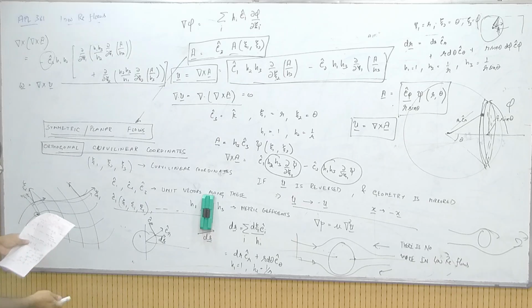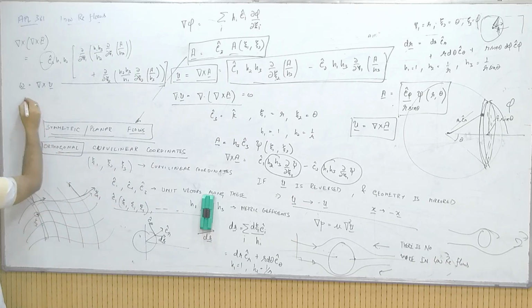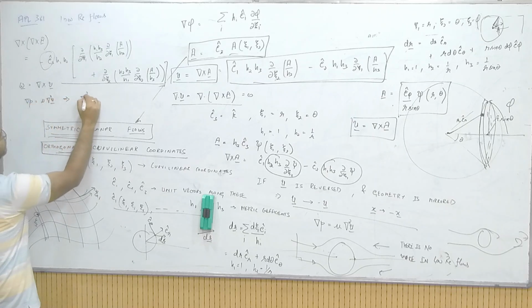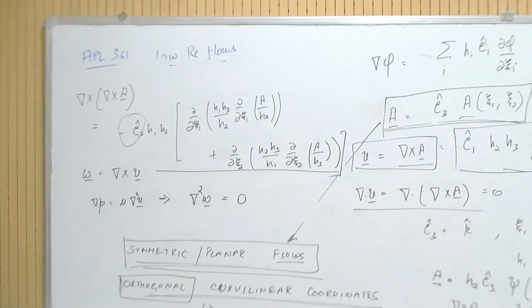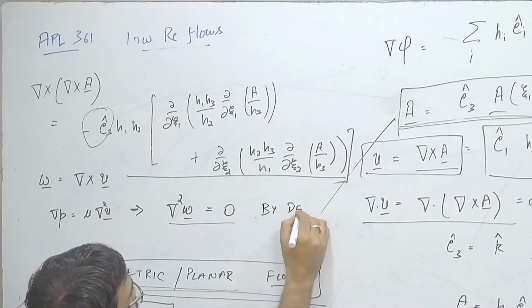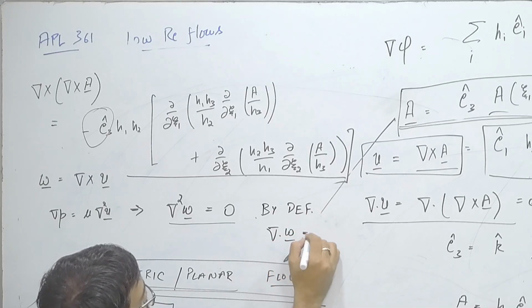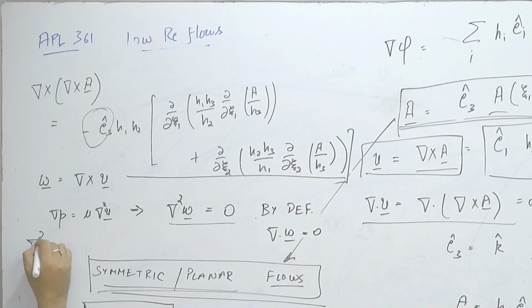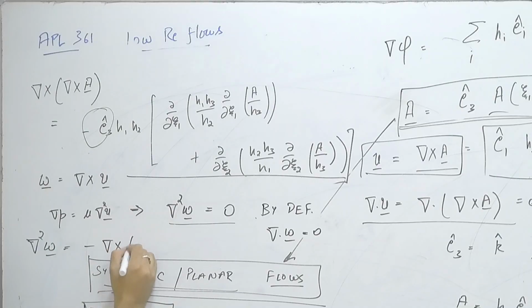Now, why am I discussing all of this? The reason why I am discussing all of this is that in Stokes flow, we saw if this is our governing equation, then we have del square of omega is 0. Okay. We have del square of omega is 0. We know that by definition del dot omega is 0. Omega is del cross u, by definition del dot omega is 0. So, del square of omega is nothing but minus of del cross of omega.